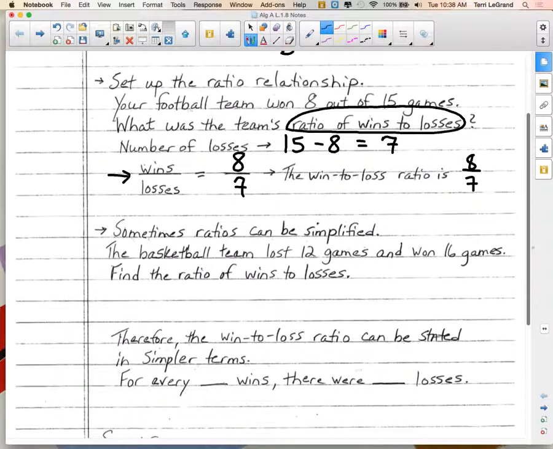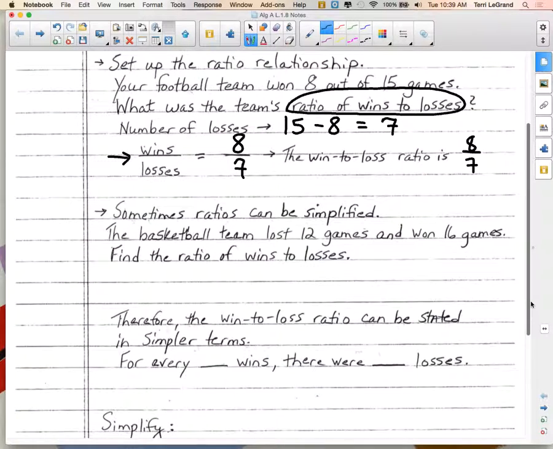Now just by looking at that 8/7, tell me something. Does our ratio seem to make sense? Did they win more games or did they lose more games? They won more. So our ratio should be greater than 1 or less than 1? It better be greater than 1. Is 8/7 greater than 1? Yes. So it seems to make sense that we have a good ratio here. We always want to not just write something down, but ask, does this even seem reasonable?